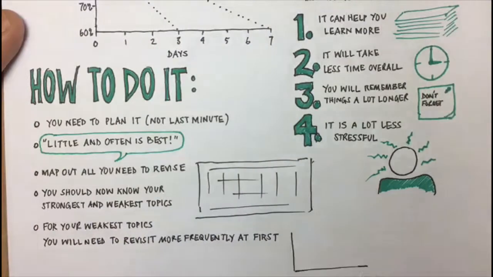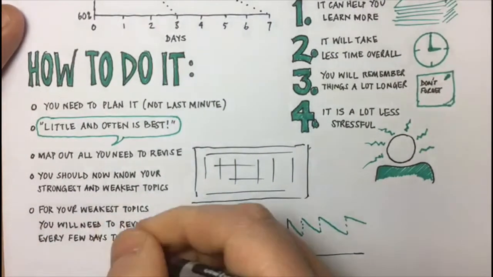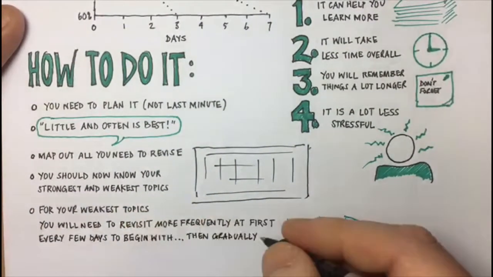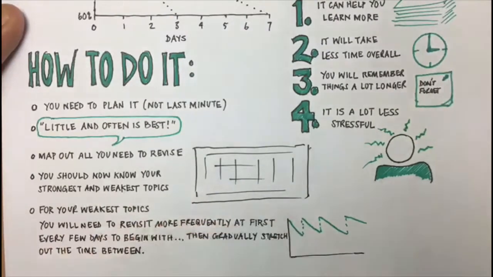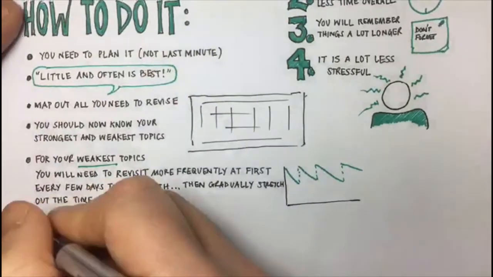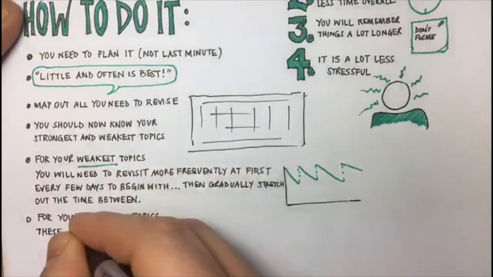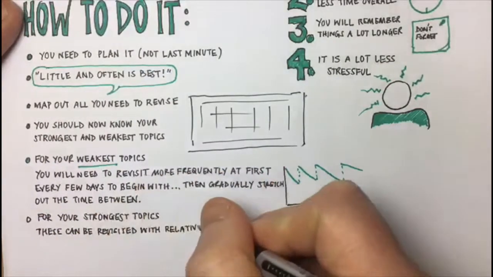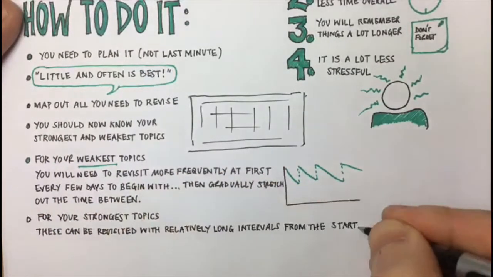You will need to revisit your weakest topics frequently at first, every few days to begin with, and then gradually stretching out the time between. Your strongest topics can be revisited with relatively long intervals between them straight away.